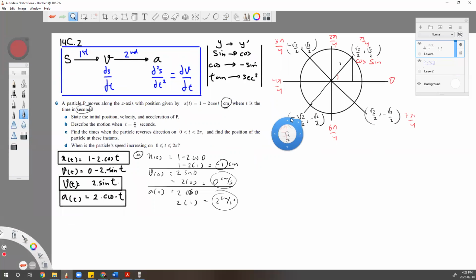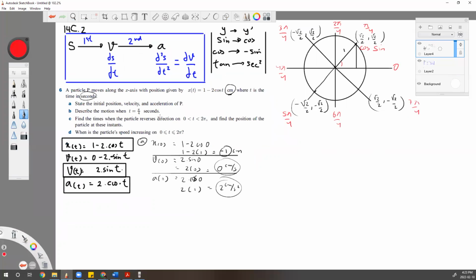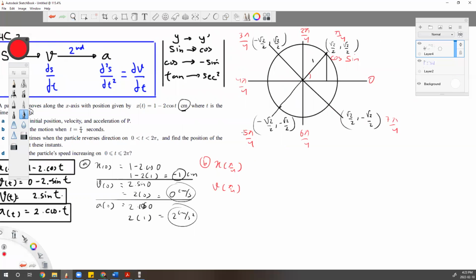Cos is for CS. So for question B, describe the motion when t equals pi over 4. So B, x pi over 4. Just write it down, right? And then v pi over 4, write it down. So you don't have to be confused about the value of sine cos because we already did this table. Okay, and a pi over 4. Okay, just insert 1 minus 2 times cos pi over 4, square root 2 over 2. Right? And then we don't have to solve this later.